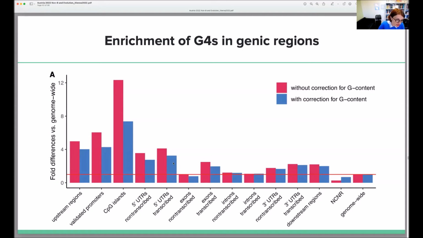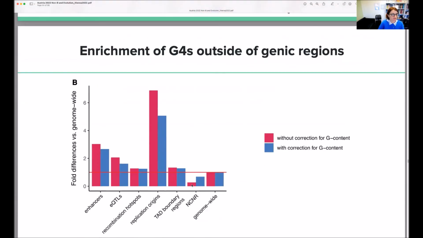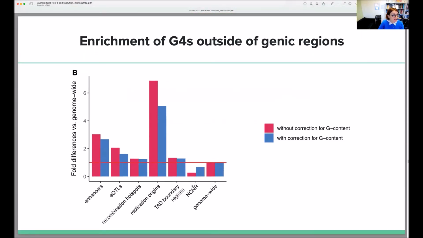They're also enriched in UTRs, but they appear to be underrepresented at the non-transcribed strand of exons. Then we looked at the same question, but outside of genic regions, because we know that G quadruplexes might also be important outside of genes. And here we are finding their overrepresentation in enhancers and very strong overrepresentation at replication origins.